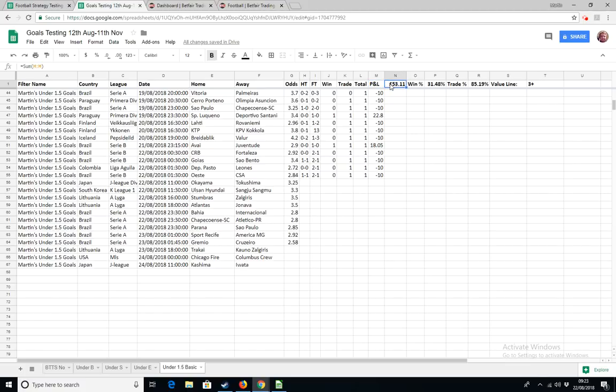P&L obviously is there. It's just the sum of M. The win percentage is the sum of the win column versus the sum of the total column, which is actually quite a low win percentage for even under 1.5, 31%, but it's actually got a nice profit at the moment. This is just as an outright filter, but still early days.